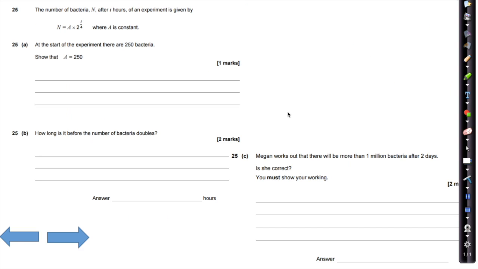Question 25 now, the final question on the paper. The number of bacteria n after t hours of an experiment is given by the formula N equals a times 2 to the power of t over 4, where a is a constant. At the start of the experiment, there are 250 bacteria. Show that a equals 250. So we would show that a is 250 by putting in 250 equals a times 2 to the power of t over 4.